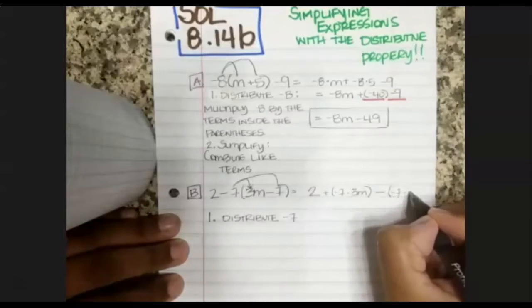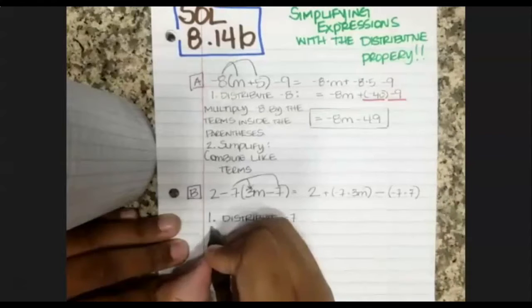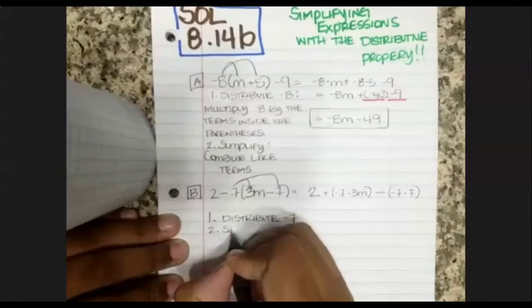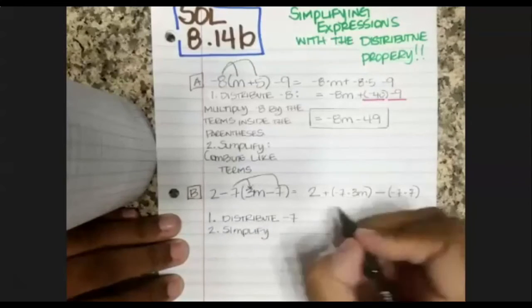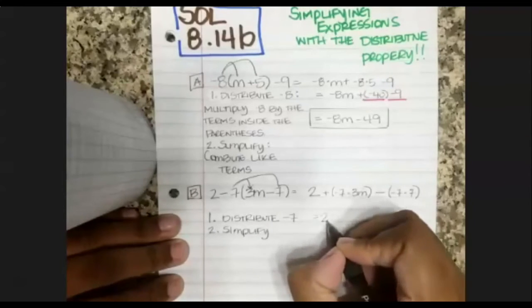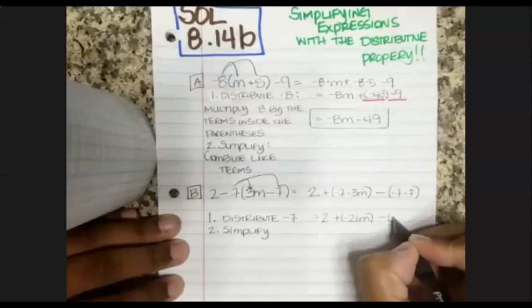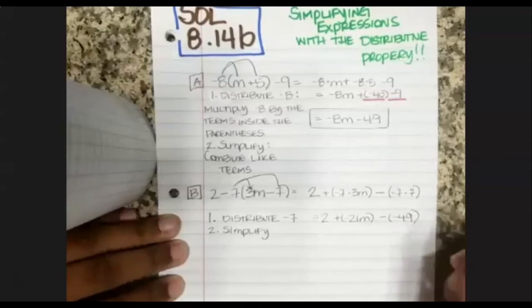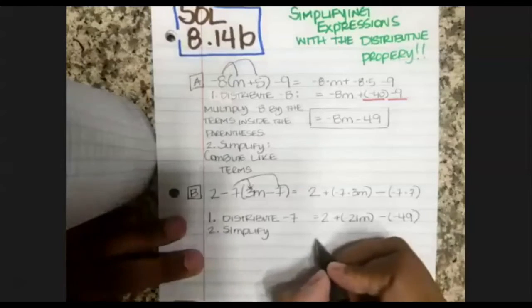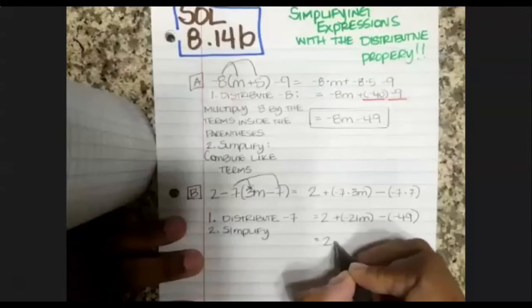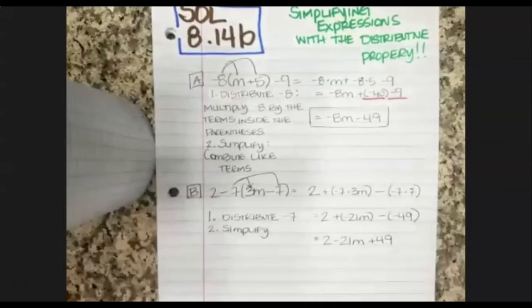So notice I bring the 2 over because I'm not using that for anything right now. And so I made that addition, plus negative 7 times 3m, and then minus, because that's what's inside of my parentheses, negative 7 times 7. So I have 2 plus negative 21m minus negative 49. And now I need to kind of clean up my signs a little bit so that I can combine any of my like terms.